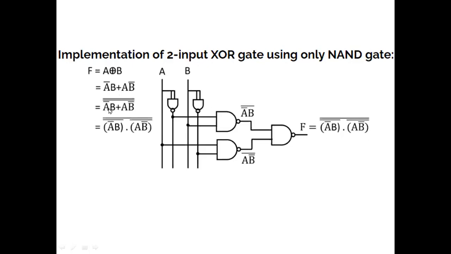So consider this A bar B term as X, and this term as Y. So X plus Y complement. Ignore the top complement. X plus Y whole complement is equal to X bar dot Y bar, isn't it? So it is now (A bar B) complement dot (A B bar) complement, and the top complement remains the same. Now this can be implemented using all NAND gates.